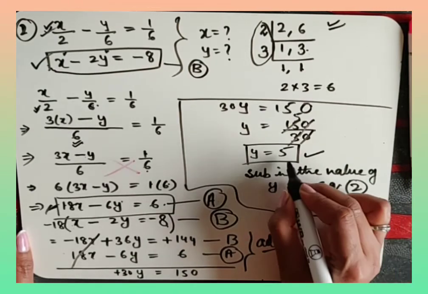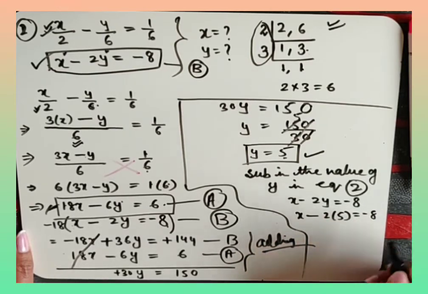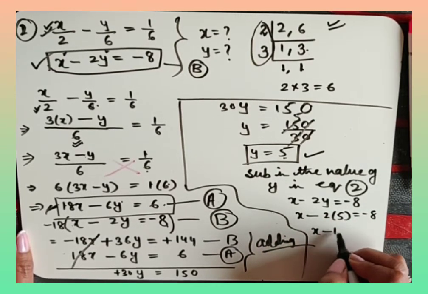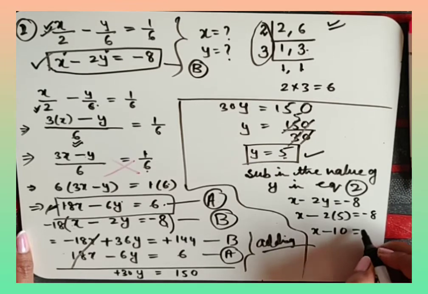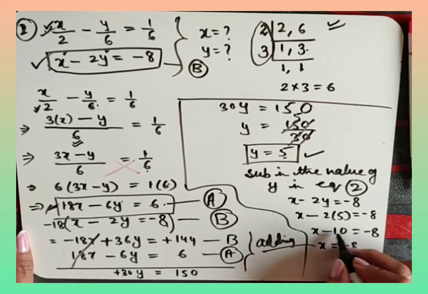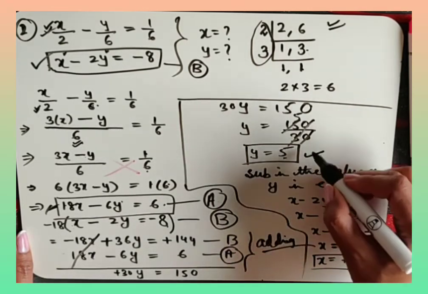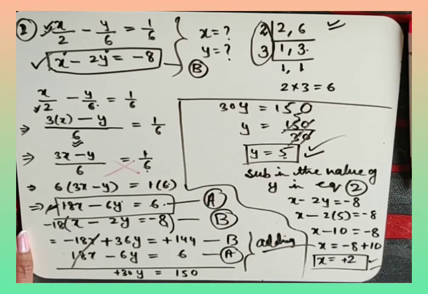x minus, substitute the value of y here, 2 multiplied by 5, equal to minus 8. x minus 10 equal to minus 8. So x equal to minus 8 and this will be plus 10. So x equal to, as you can see, two signs, minus plus, always subtract. So 10 minus 8 is 2, and the sign is plus beside the bigger number, so here it will be plus 2. So the value of x is 2 and the value of y is 5 here.